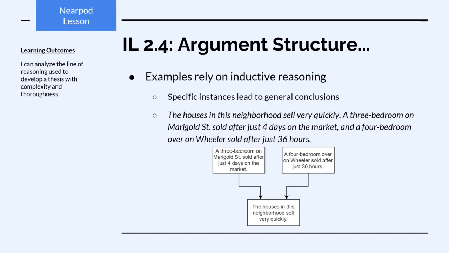The houses in this neighborhood sell very quickly. A 3-bedroom on Marigold Street sold after just 4 days on the market, and a 4-bedroom over on Wheeler sold after just 36 hours. There, the claim is supported by a couple of different specific examples, specific instances of houses that did sell relatively quickly after being put on the market. So we would call these examples and not premises because they're specific instances and because they are demonstrating specific instances of what the claim is stating.